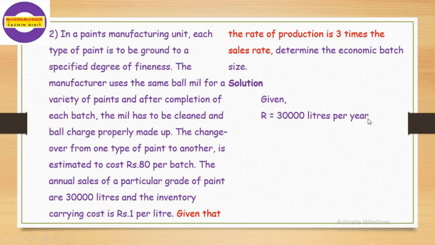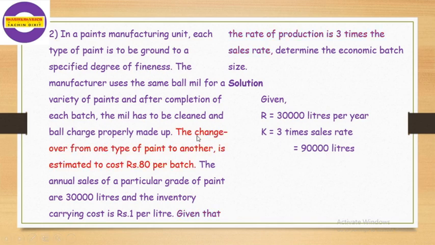This is the sales rate. It's 3 times the rate of production. That means K is equal to 3 times the sales rate. The sales rate is 30,000. Therefore, obviously, the production rate is 30,000 multiplied by 3, that is 90,000 liters per year.